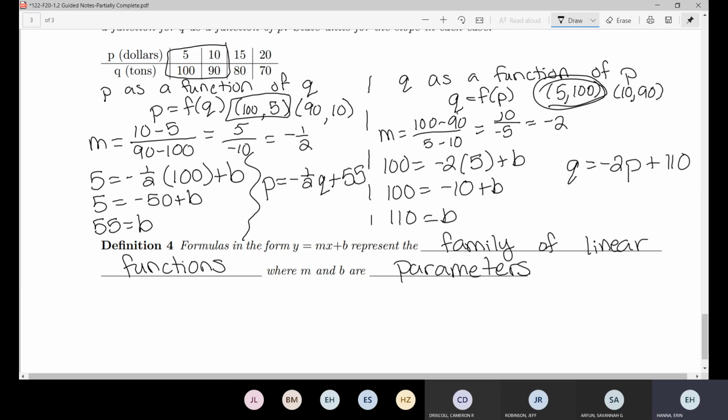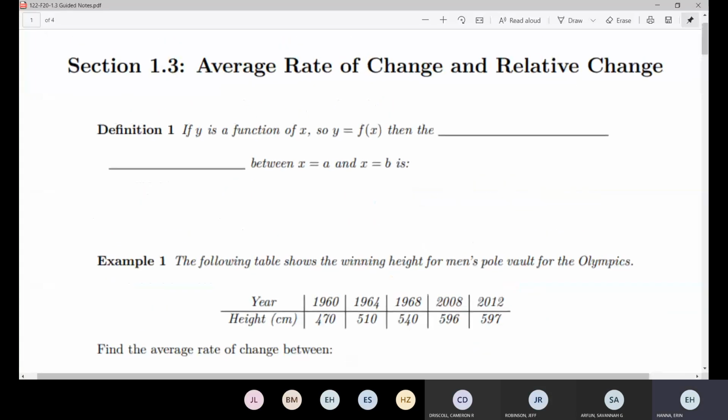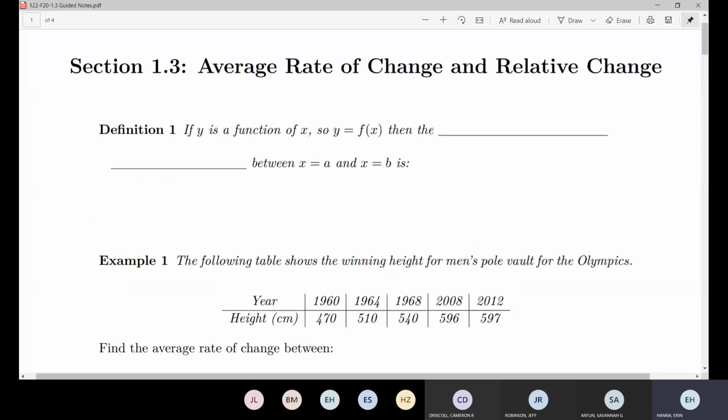All right, and now I'm gonna pull up 1-3. So I might not actually have that up yet, but it's super easy to grab because it'll be over here and over here and right here. And then I've got to share my screen again. There we go. Average rates of change and relative change.